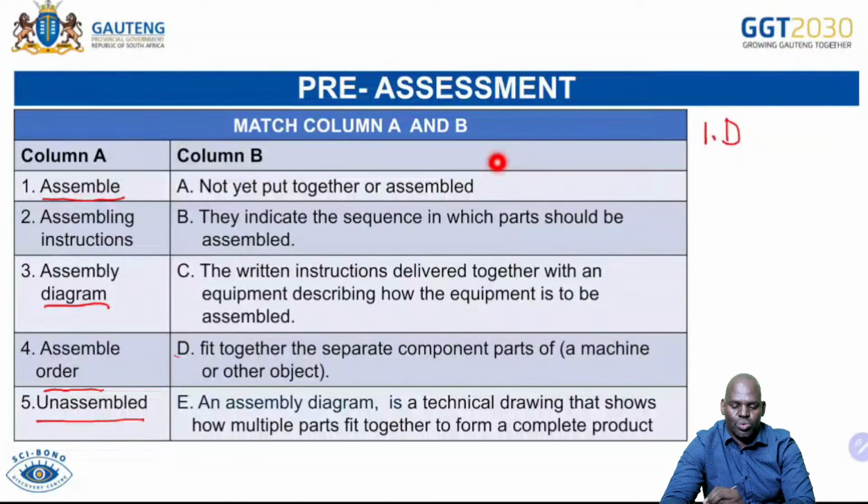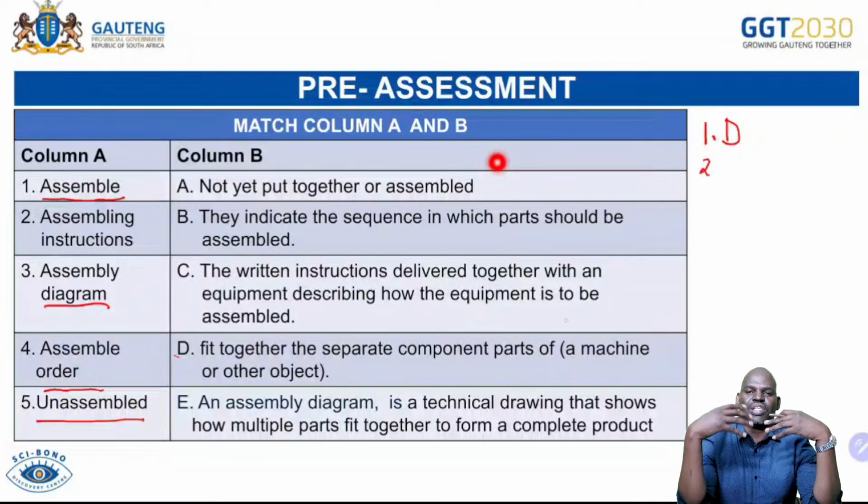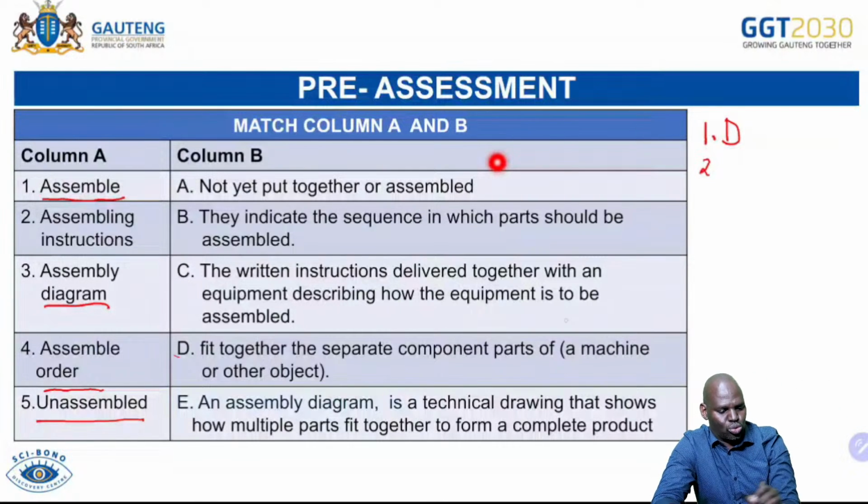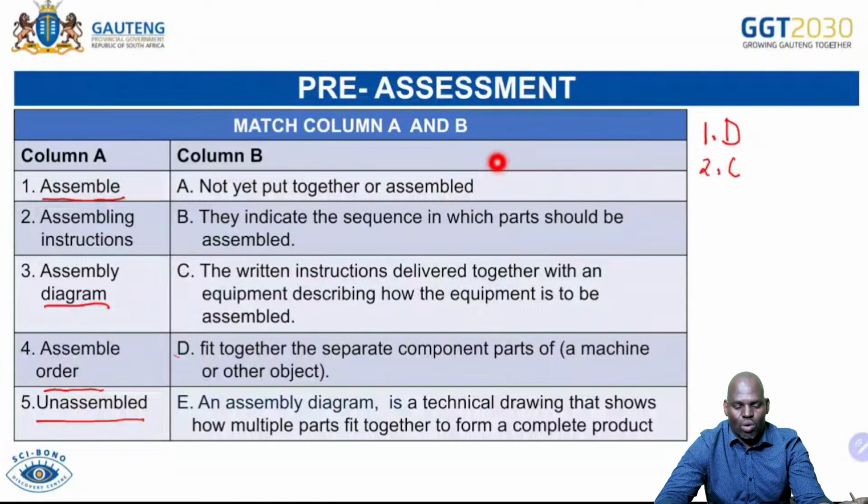Okay, number one matches with D. Then when we go to number two, we look at assembling instructions. Assembling instructions are the written instructions delivered together with equipment, describing how the equipment is to be assembled. In other words, it's a manual that is being delivered with an equipment or the items of the equipment. So number two matches with capital C in column B.